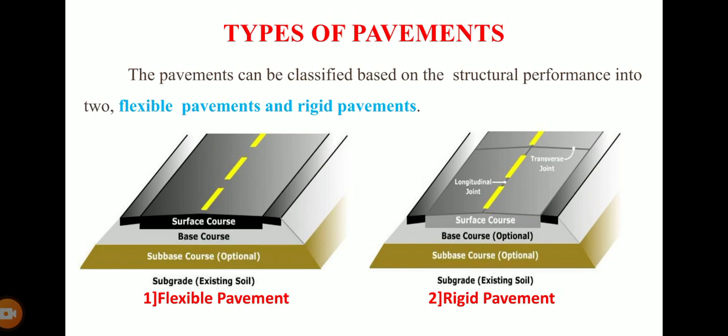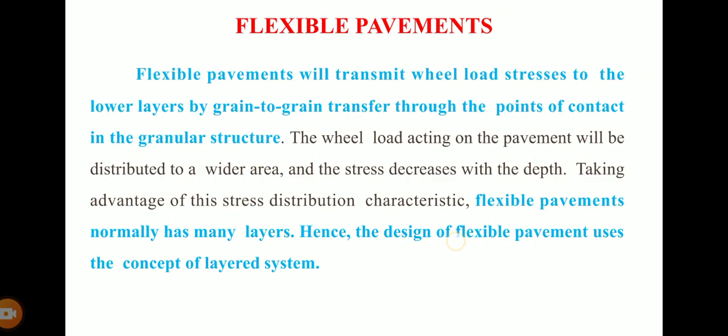In both the cases the structure is the same, only in the construction method of the rigid pavement, there will be longitudinal as well as transverse joints provided to help pass the load to the underlying soil safely without any change in dimensions of the pavement. This is the difference in rigid pavement.